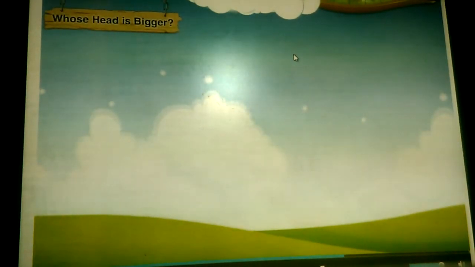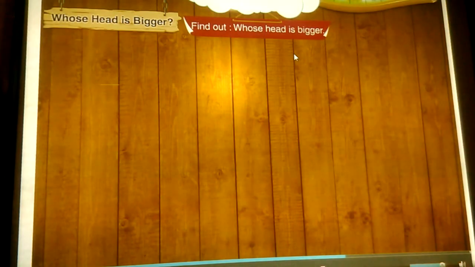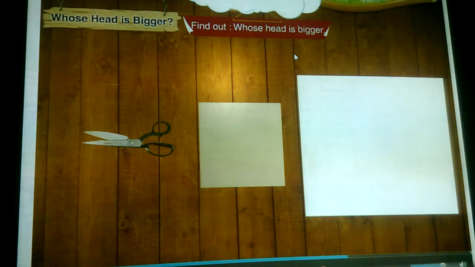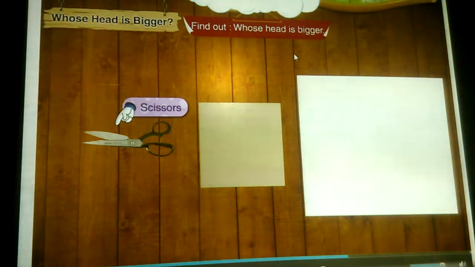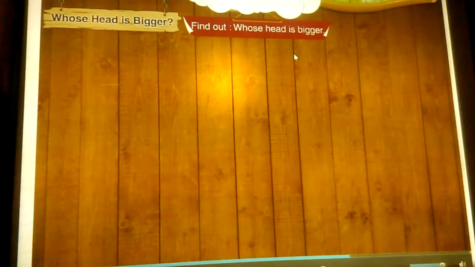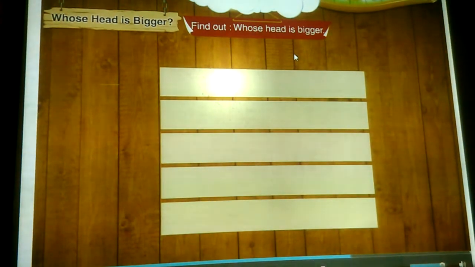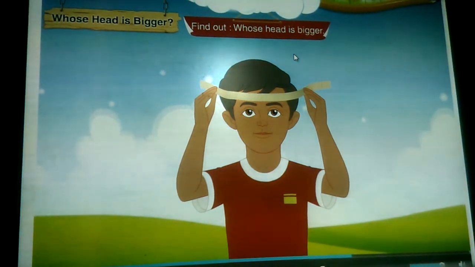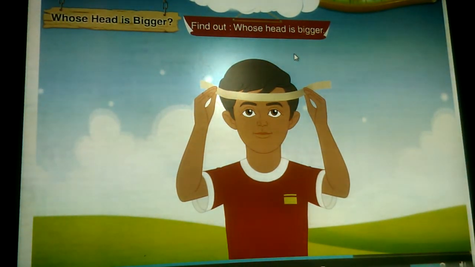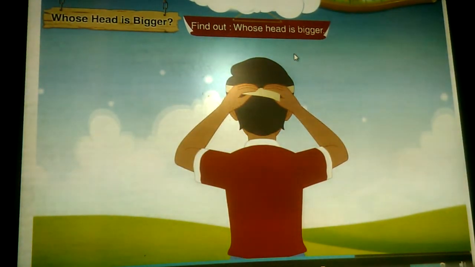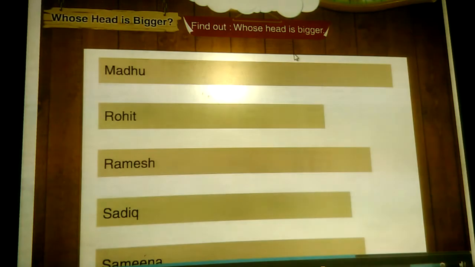Whose head is bigger? Activity. Find out whose head is bigger. Material required: a pair of scissors, a waste paper sheet, and 1 big paper sheet. Cut long paper strips from the waste paper. Give 1 strip to each of your friends. Now, wrap the paper strip around your head like this and tear off the extra strip. On a big sheet, paste these paper strips along a line.